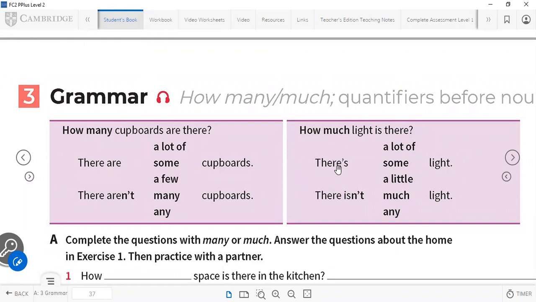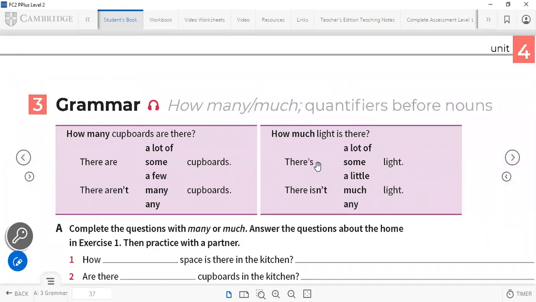Today we are going to use how many and how much, quantifiers before nouns. So at the end of the class, you will be able to identify them and use them in sentences, ¿no? Y cómo usarlos en oraciones.